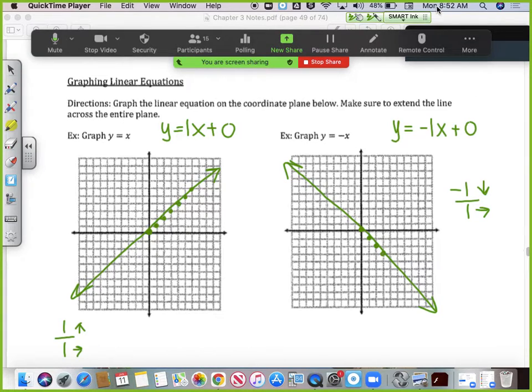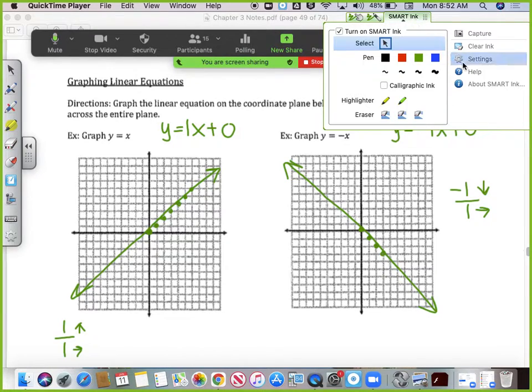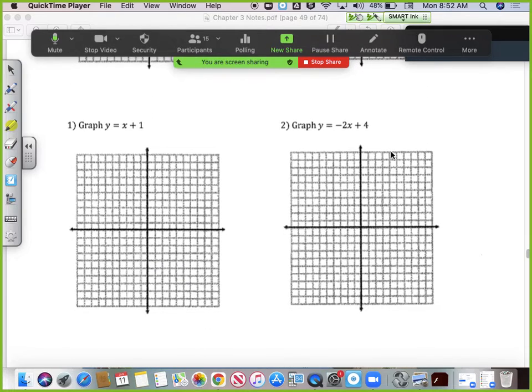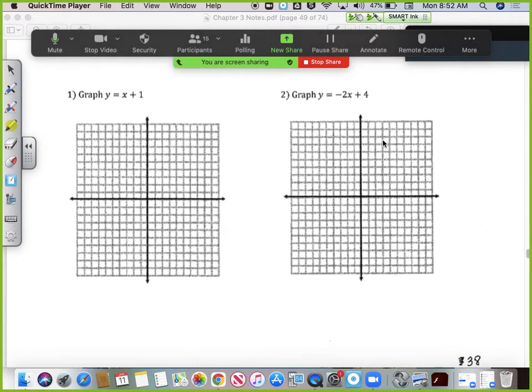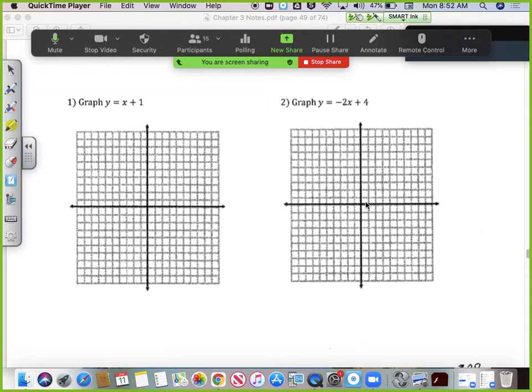So your whole goal in graphing these equations is first identifying the y-intercept. The y-intercept is the second number in the equation. And then once you have the y-intercept plotted on the graph, then you use the slope to get at least one more point. And once you have 2 points on the graph, you connect those 2 points and you have your line. So what I want you to do is try problems 1 and 2 on your own.